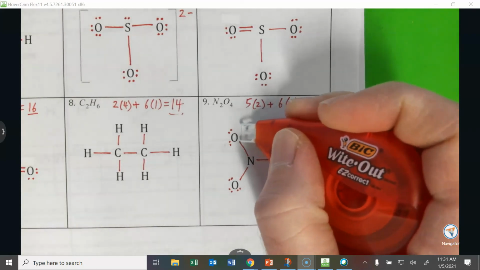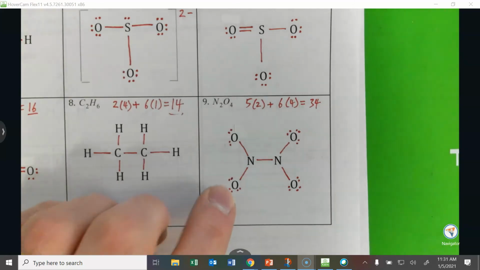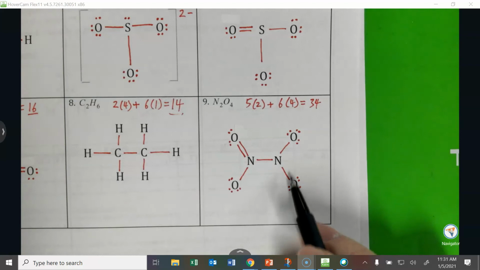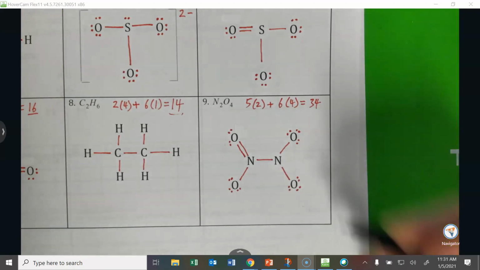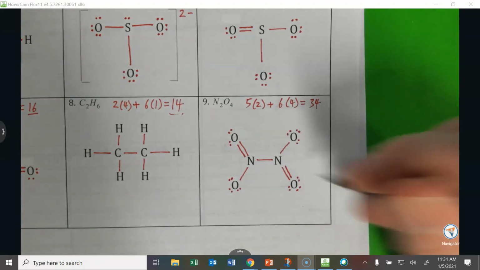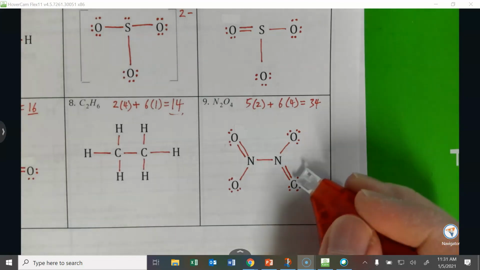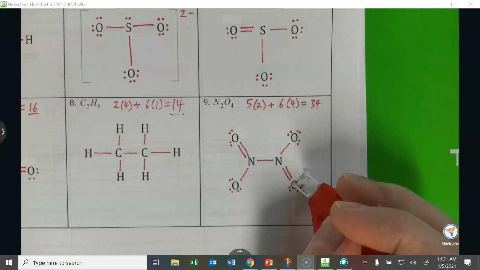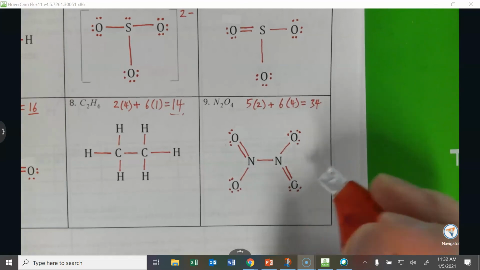And there's a couple different ways you could do this. You could have picked from this oxygen also. And I can borrow from, let's say, this oxygen and make a double bond there. Don't forget, when you make a double bond, you've got to erase 2 dots. When you make an extra bond, you've got to erase 2 dots.